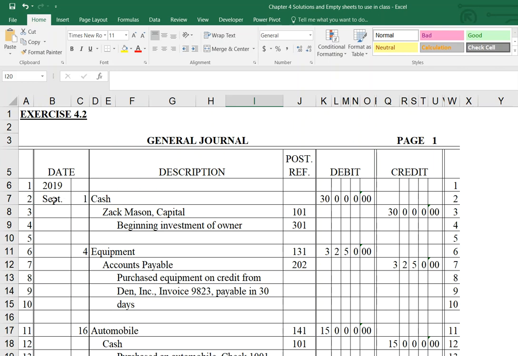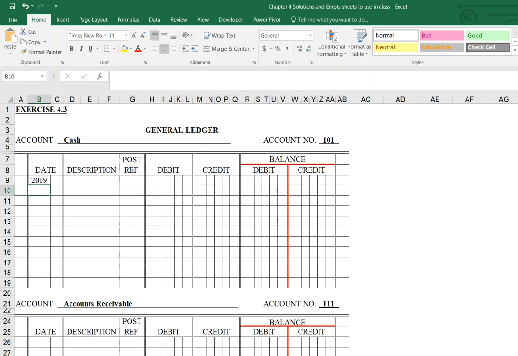So the cash account for $30,000. When you're moving this to the ledger, you want to move this whole line of information and put it in the same column here in the ledger. So we're going to move to the cash account, and we're going to put in that that was on September 1st. And the post reference is from journal page 1, and that was a debit.